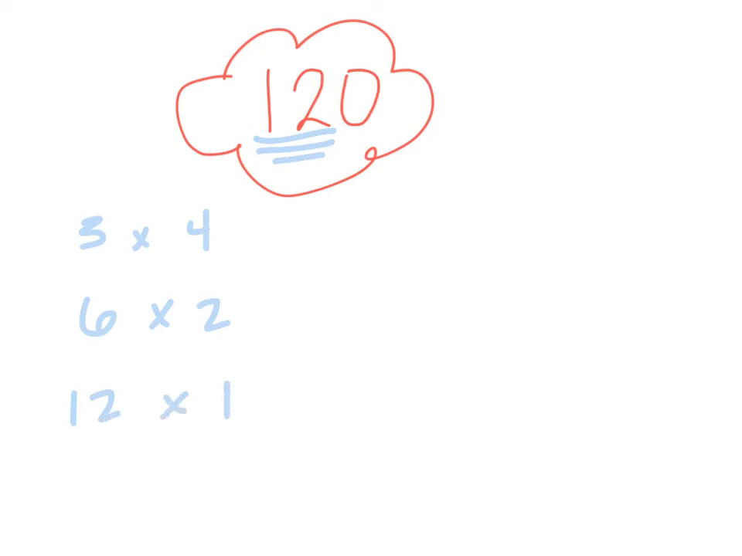Now, to make it so that it equals 120, I just have to make one of those numbers multiplied by 10. So I could do 30 times 4, or I could do 40 times 3. I could do 60 times 2, or I could do 20 times 6. I could do 120 times 1, or I could do 12 times 10. Just like that.